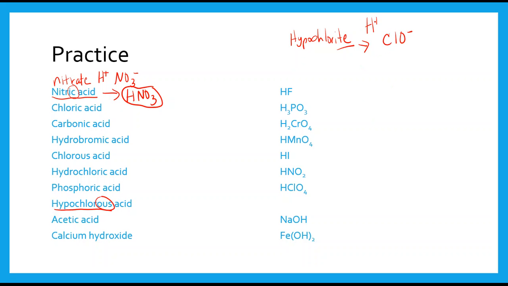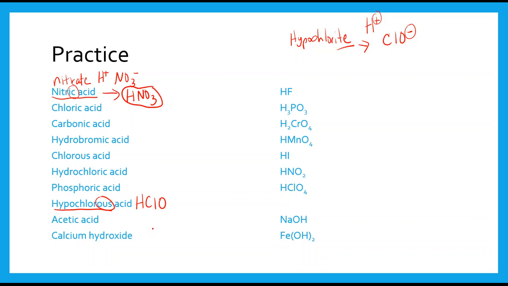Now, if I combine that with 1 H+, what's my ratio here and how would I write the formula? How many of each one do I need? This is +1, this is -1. How many of each do I need to write the formula? Should be what? HClO. One of each, yes. One of each in the compound.